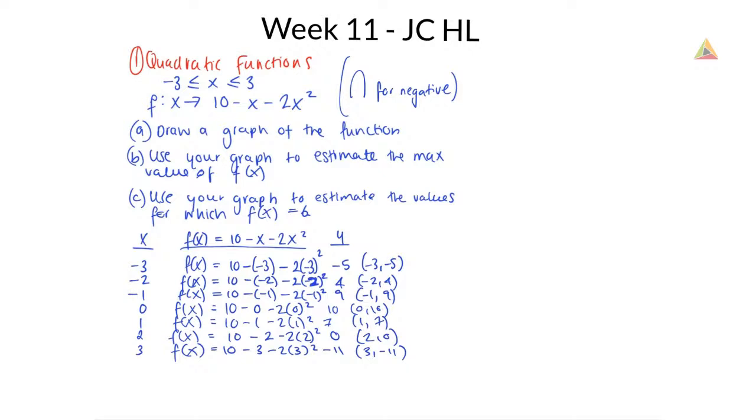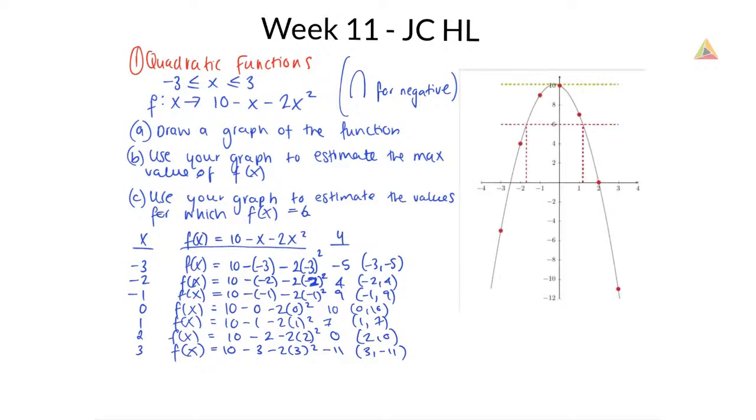So I'm just going to paste up what your graph should look like. As you can see, this graph is in the shape of an n, which is what we wanted because the coefficient of x squared was negative. So that's the first part answered, to draw the graph of the function. That's what you should get, something like this.